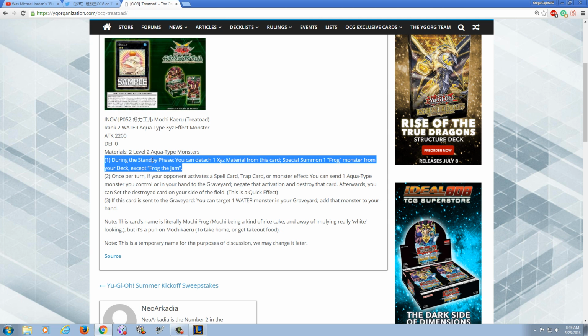That also means the natural target that I would assume most people are going to go for is Swap Frog, because Swap Frog not only summons itself, but then you can send a Treeborn straight into the graveyard because its effect will activate too.